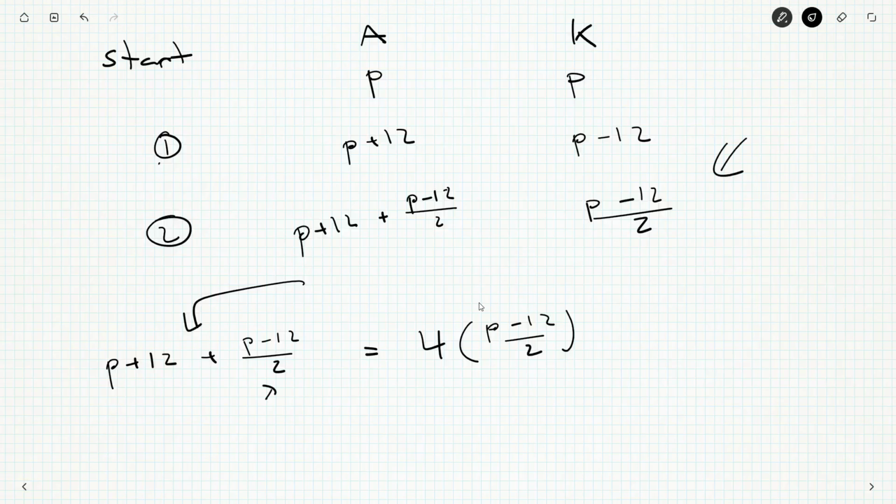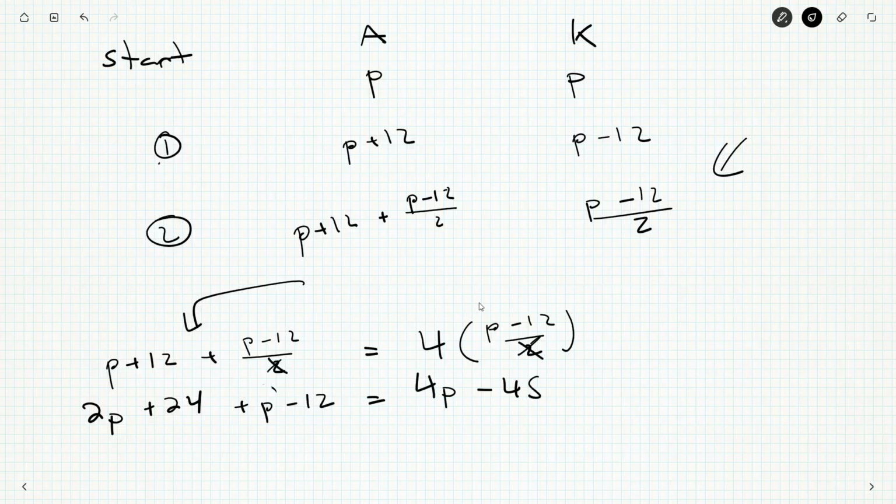I don't like this half here. So what I'm going to do is multiply everything by 2. So I'll get 2P plus 24 plus P minus 12 is equal to, I'll keep this 4 here, but the 2 that I multiplied on both sides will cancel this guy out. So we'll have P minus 12, but that's times 4, so we'll have 4P minus 48.